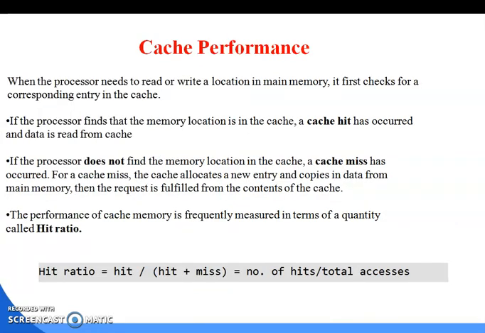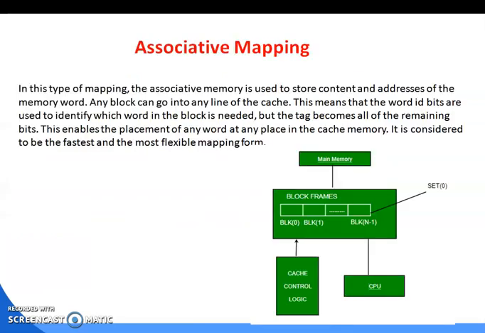Next is associative mapping. In this type of mapping, the associative memory is used to store both the content and the address of the memory word. Any block can go into any line of the cache. This means that the word ID bits are used to identify which word in the block is needed, but the tag becomes all of the remaining bits.